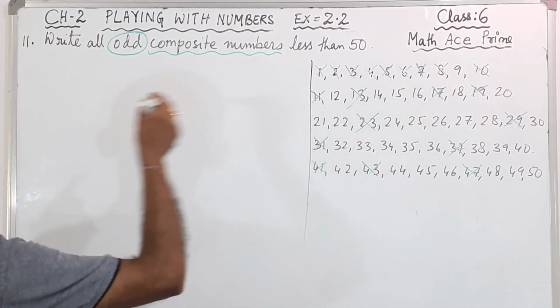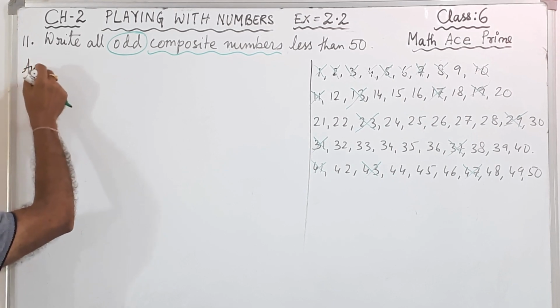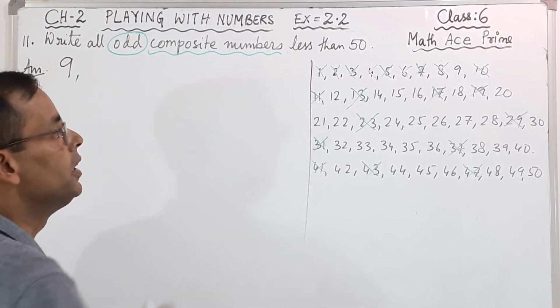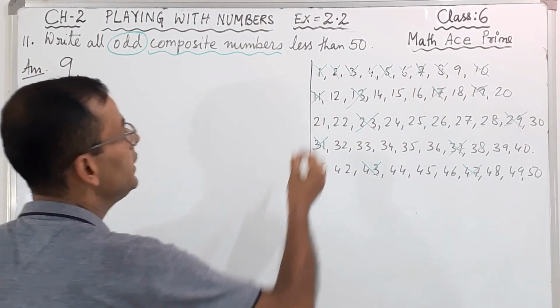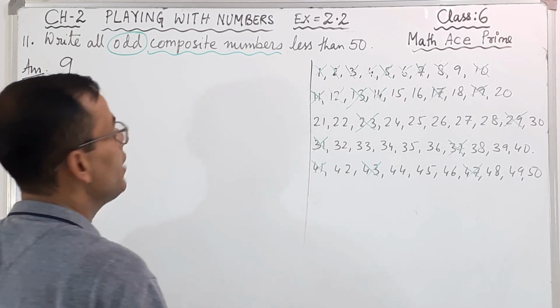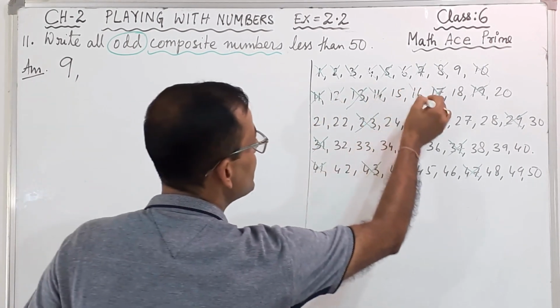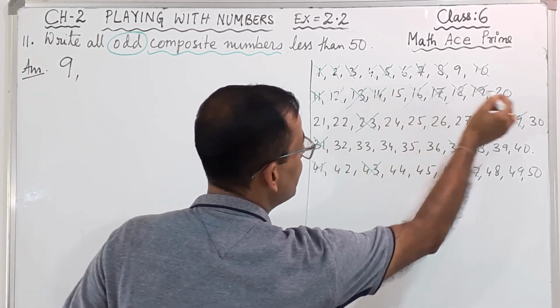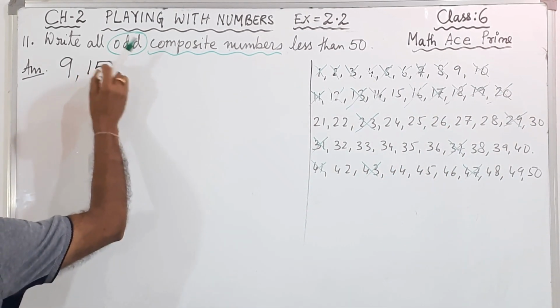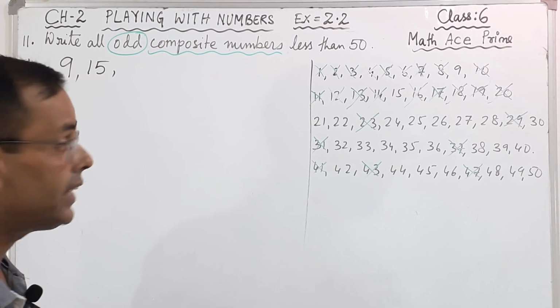So what is left there? Now if I want to write the answer, first one is what? 9. Can you see or no? In the first row 9, then 12 is also even, 14 is also even, then what is left? 15, then 16 is even, then 18 is even, 20 is also even. So what you will get here? 15. Clear? Are you understanding?